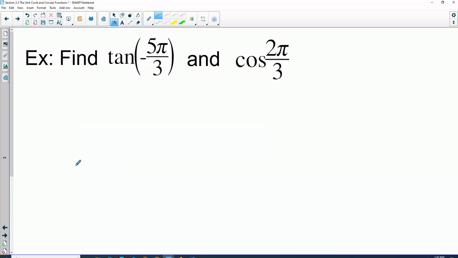Let's look at these. If I told you to find tangent of negative 5 pi over 3, what would you have to do?